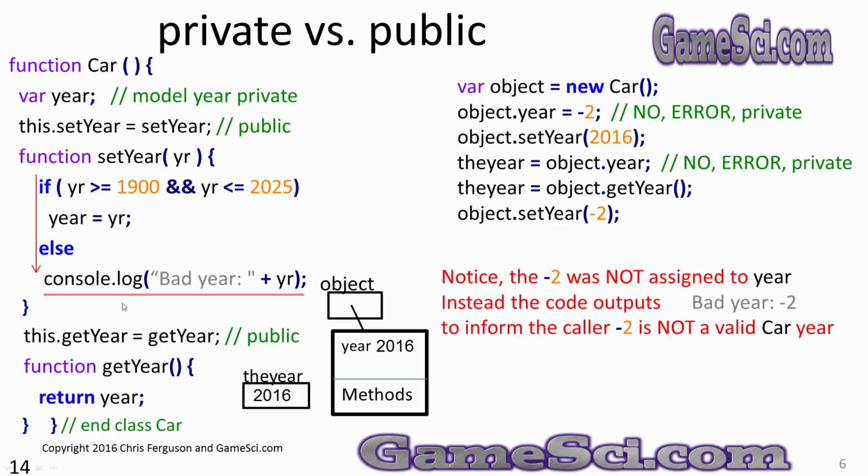Notice the -2 was not assigned to the year. Instead, the code outputs "bad year -2" to inform the caller that -2 is not a valid car year.